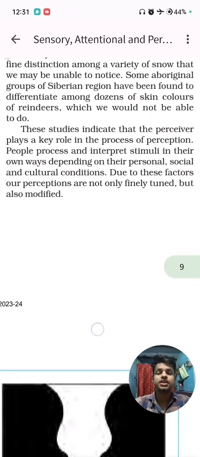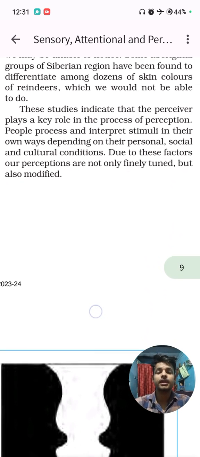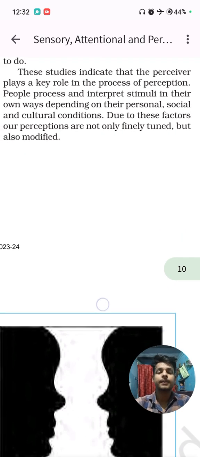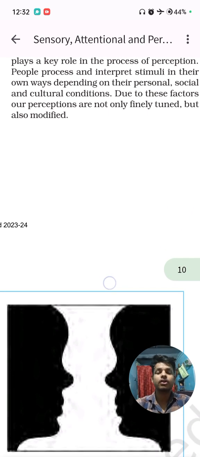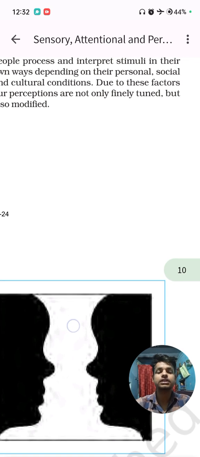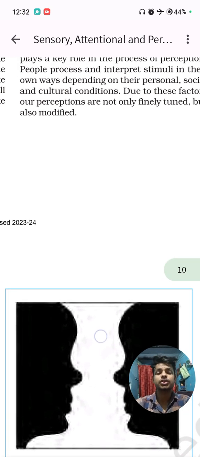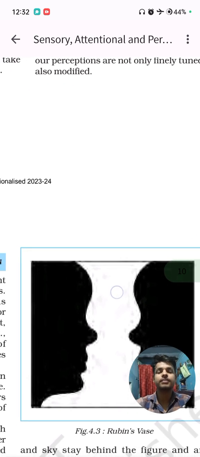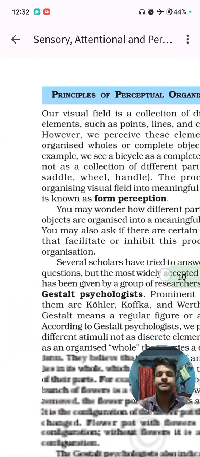These studies indicate that the perceiver plays a key role in the process of perception. People process and interpret stimuli in their own way, depending on personal, social, and cultural conditions. Due to these factors, our perceptions are not only fine-tuned but also modified.